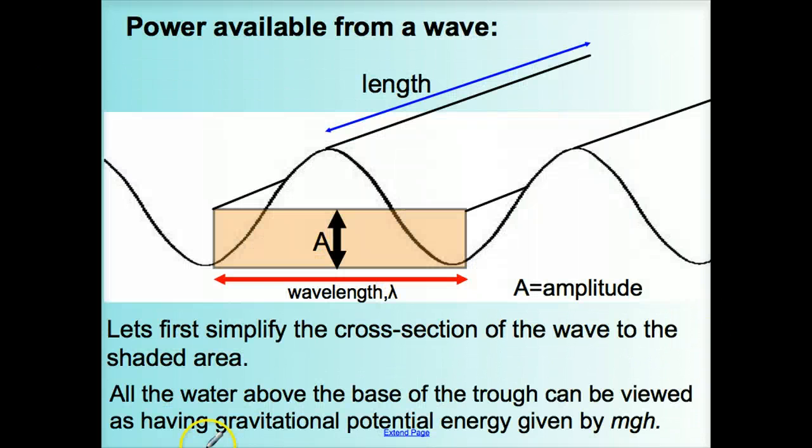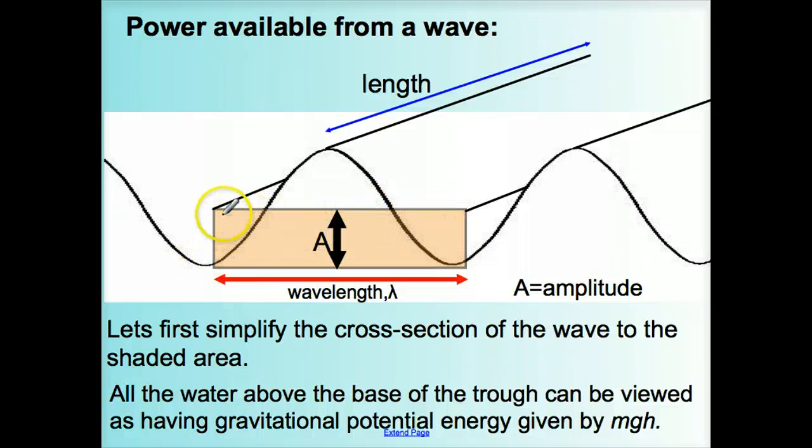So how much energy is available from a wave? And the IB wants us to be able to quantify the power available from a wave. So to do that, we're going to make a couple of simplifications. The first simplification is we're going to look at this profile of the wave, and we can see it's roughly triangular. And we're going to simplify it to this rectangular shape.